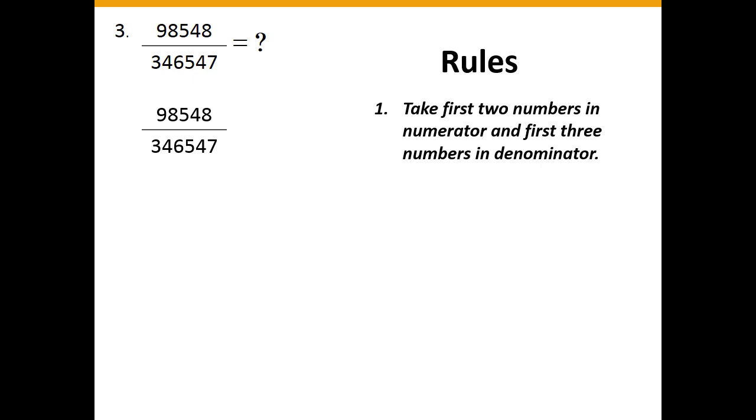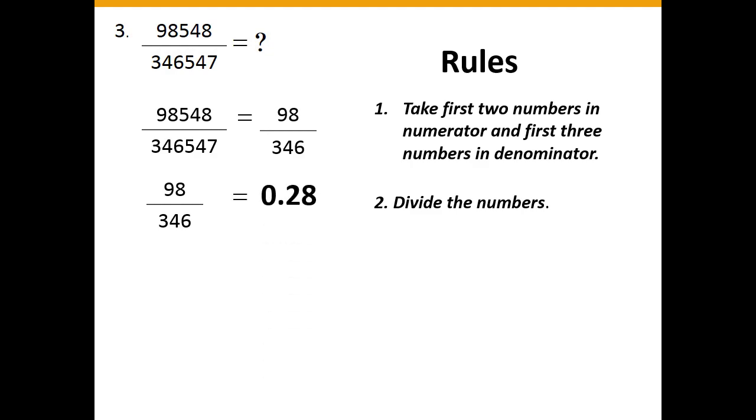So 98,548 divided by 3,46,547 equals, taking the first two numbers in the numerator and first three numbers in the denominator, 98 by 346. Then see rule 2. Divide the numbers. So now we want to divide 98 by 346. So 98 by 346 equals 0.28.